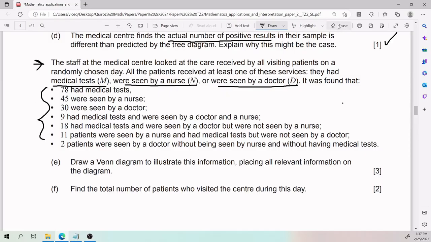Okay, a lot of scenarios, a lot of numbers, and they give us the mission to draw: draw a Venn diagram to illustrate this information, placing all relevant information on the diagram. So first things first, how many circles do we have? We have 3. How do I know? Because we have M, medical tests, N, nurse, and D, doctor.